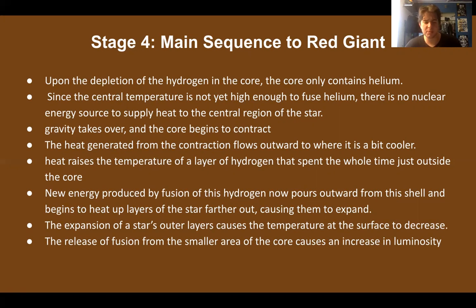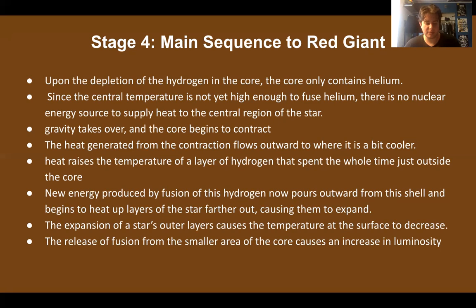New energy produced by the fusion of this hydrogen now pours outward from this shell and begins to heat up layers of the star farther out, causing them to expand. Most stars generate more energy each second when they're fusing hydrogen in the shell surrounding the helium core than they did when the hydrogen fusion was confined to the central part of the star. Thus, they increase in luminosity.